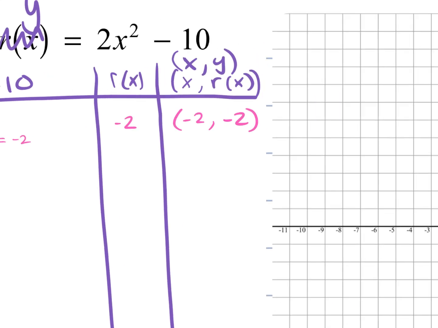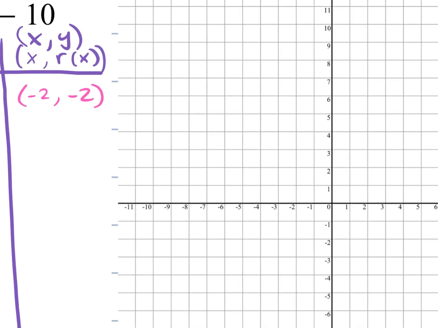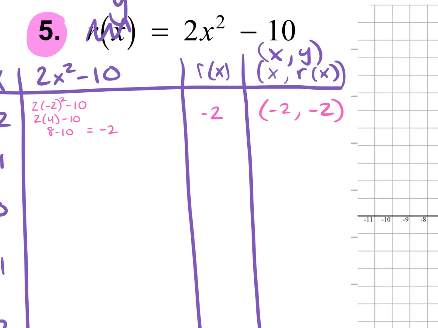Which direction are we going to go? Where would we plot this point? How do we put the point? Negative 2 comma negative 2. So we're going to go to the left to negative 2 and down negative 2. What do we do next?